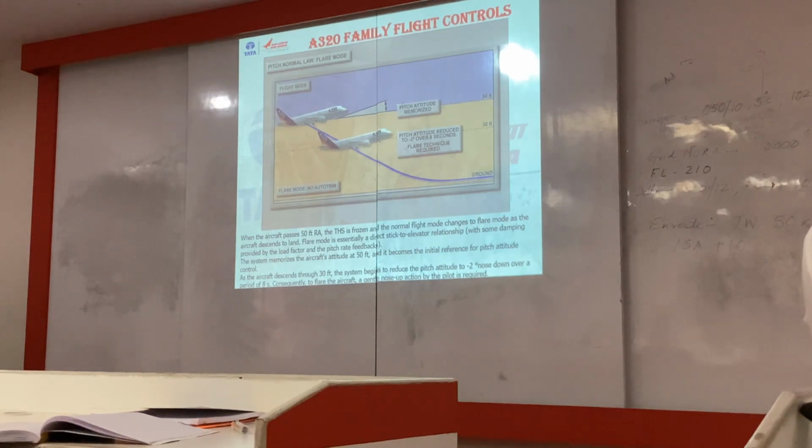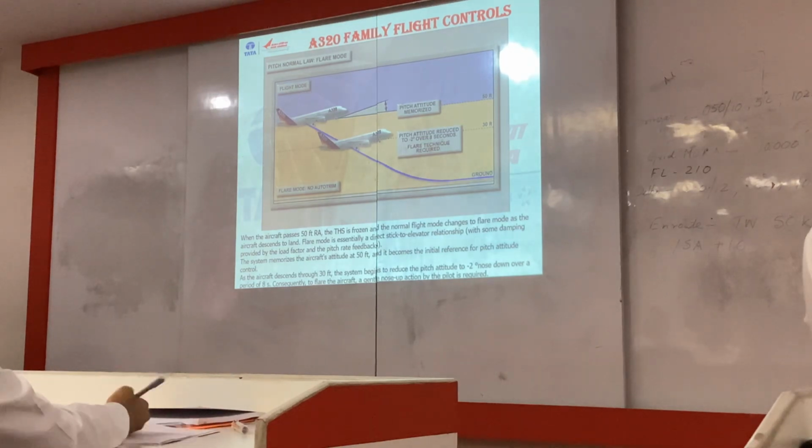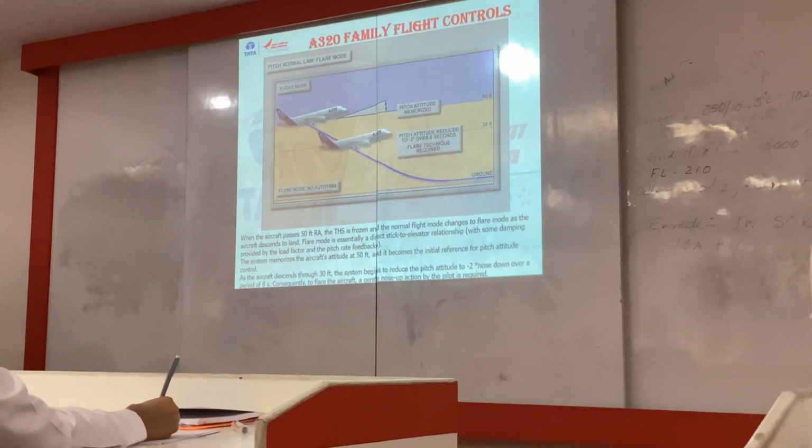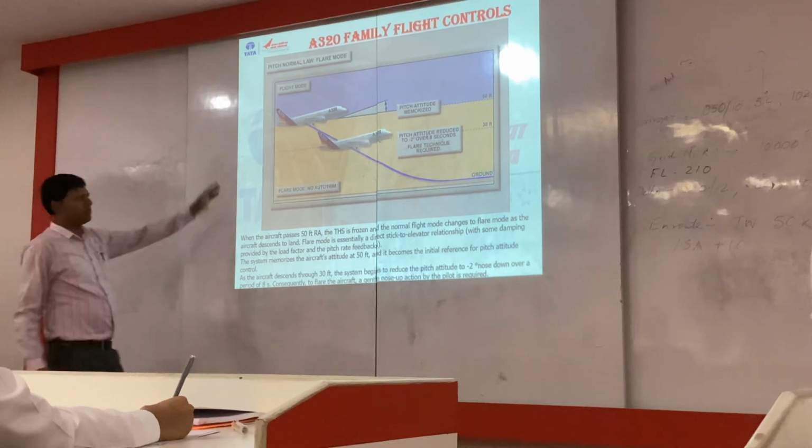Flare mode. So when the aircraft passes 50 feet RA, if you correlate this with the performance, your approach speeds are calculated, or the landing distance is calculated, once you are 50 feet above threshold. From there, you are coming down, touching the ground, applying all braking means, stopping the aircraft. So that is the flare start from the 50.